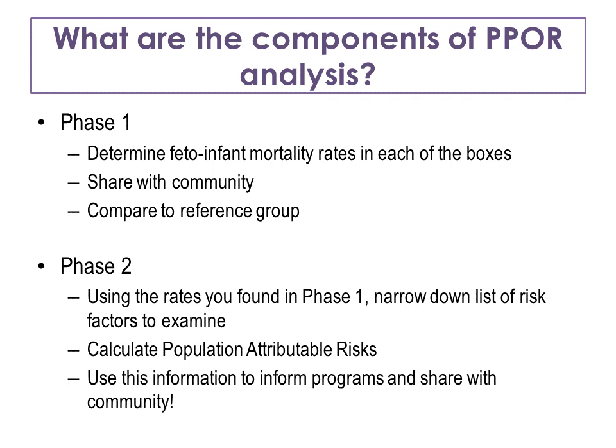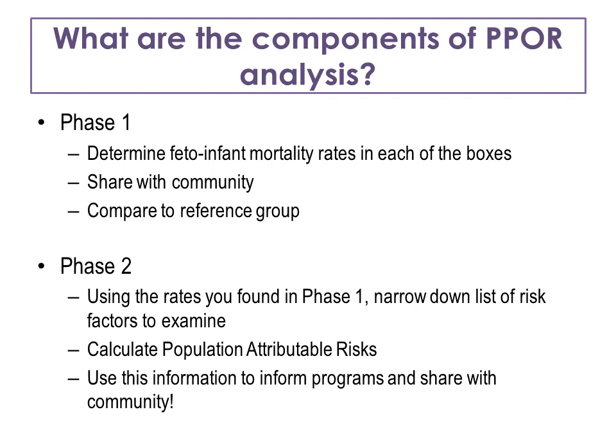So the components of the PPOR Phase 1 and Phase 2 analysis are shown here. In the first phase, we determine the fetal-infant mortality rates in each of the boxes. We'll get to the boxes in a minute, but PPOR boxes are divided into 4 different periods of risk, and we calculate the infant mortality rate for each of those periods. Then we share that with the community, get their feedback and input, and keep them in the know about their local data. And then we compare it to a reference group, and we'll talk about that a little bit more.